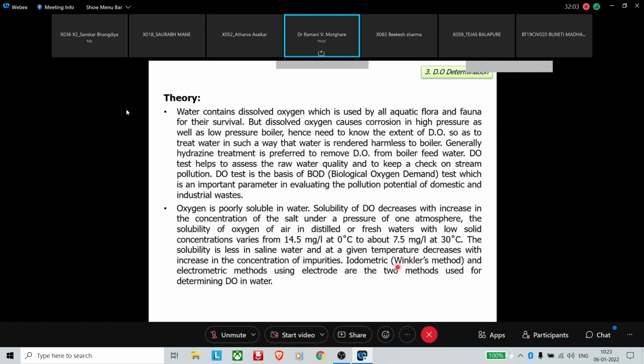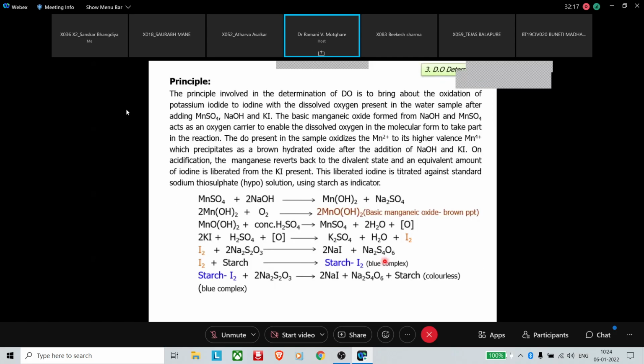So iodometric method and electrometric methods using electrodes are the two methods used for determination of dissolved oxygen. So today we will see only the iodometric method to determine dissolved oxygen. Okay, coming to the principle involved in determination of dissolved oxygen.